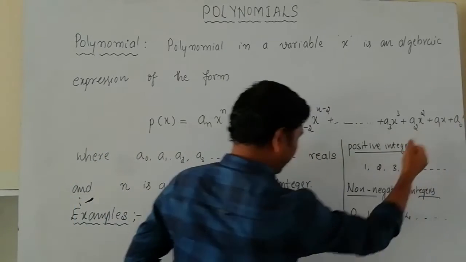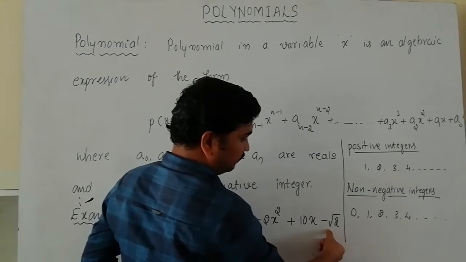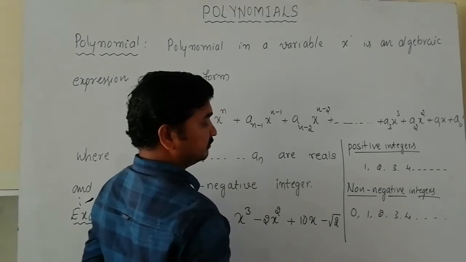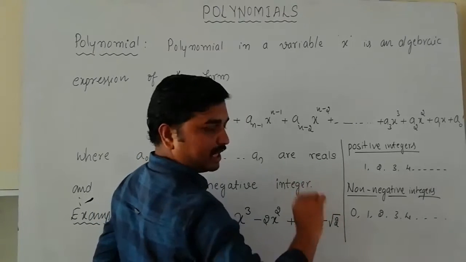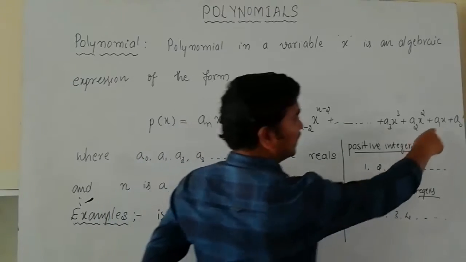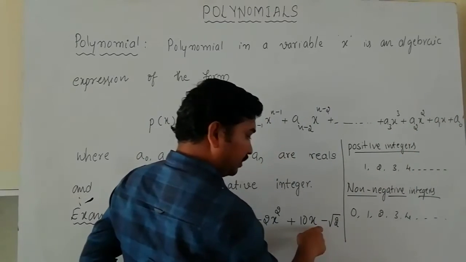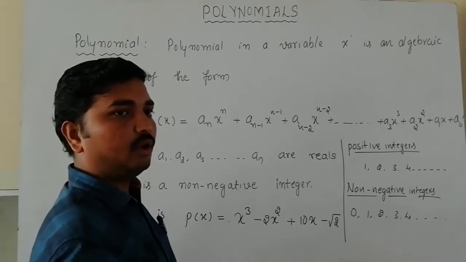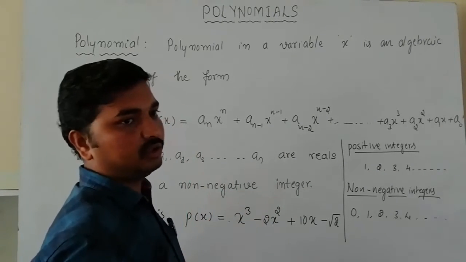Now look at here. In the place of a0, which number is present? Root 2, but whenever it is negative you need to include the sign also, because here it is positive, and here it is negative, so you need to include minus root. A naught means minus root 2. Just remember, whenever the sign is negative you need to include that.